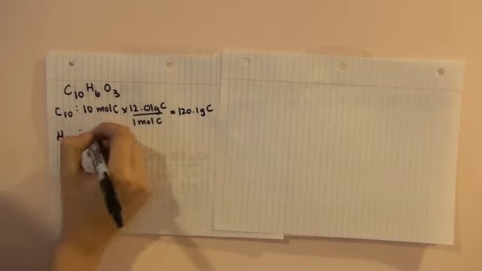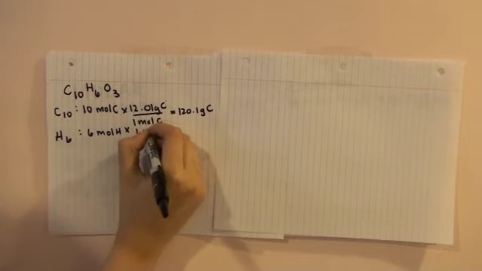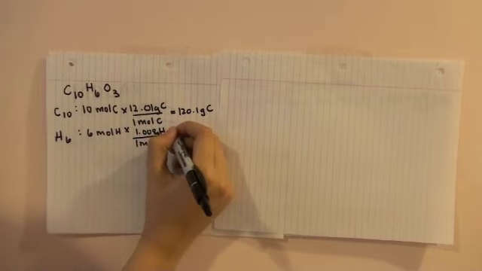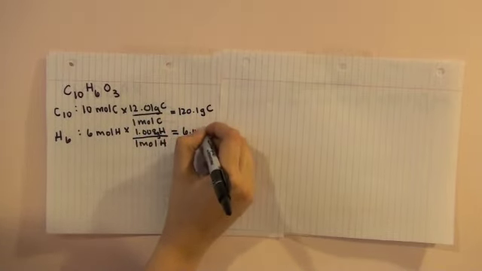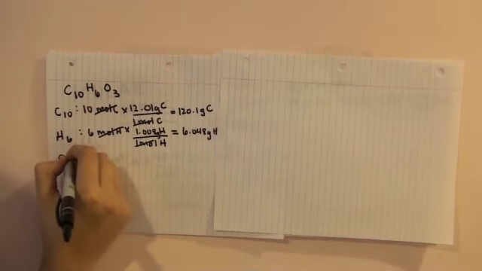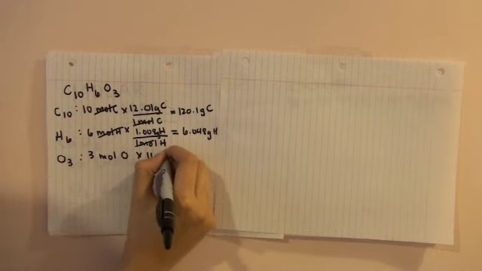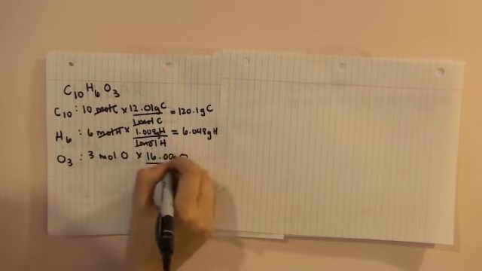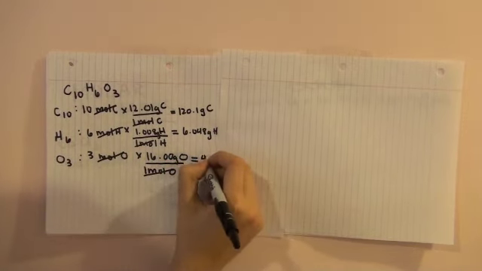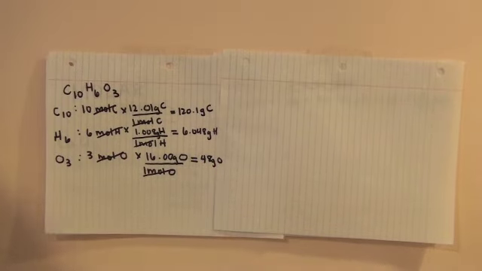Next we do the same with hydrogen, and we have 6 moles or atoms of hydrogen multiplied by 1.008 grams of hydrogen over 1 mole equals 6.048 grams. Now we go back and do the same thing for oxygen as well. Now we have 3 moles of oxygen times 16.00 grams of oxygen per 1 mole, canceling out our moles, and we get 48 grams of oxygen.